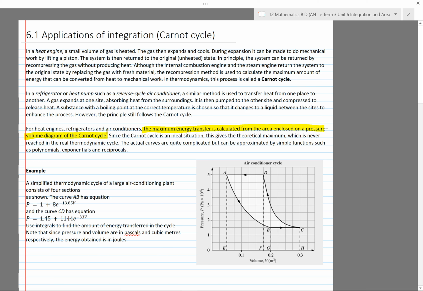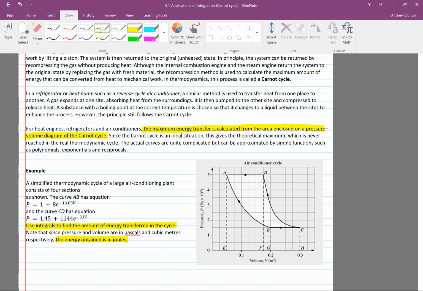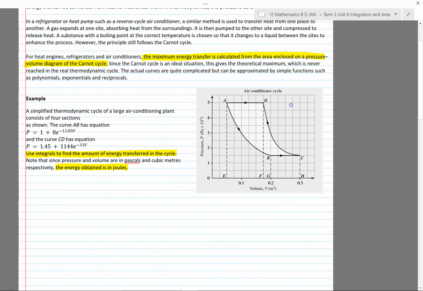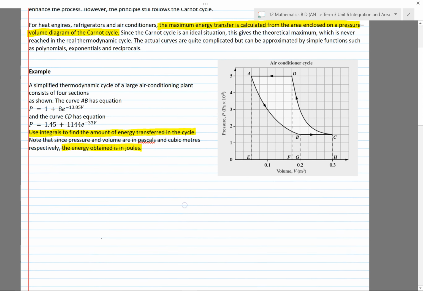So you don't need to know the technical values too much. The energy obtained is in joules. So what we're trying to find is use integrals to find the amount of energy transferred in the cycle. They give us the equation of the two curves.